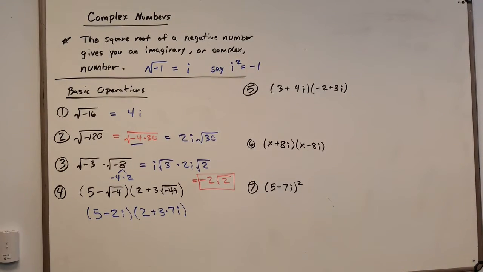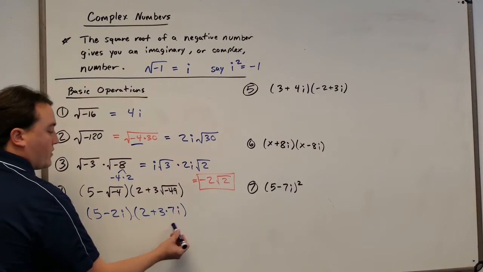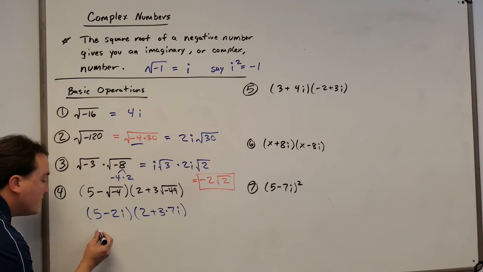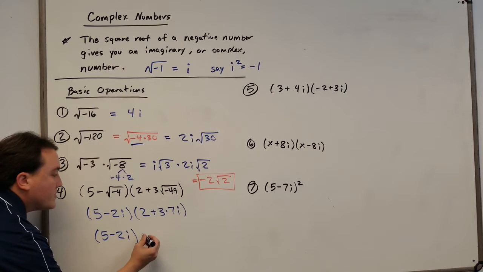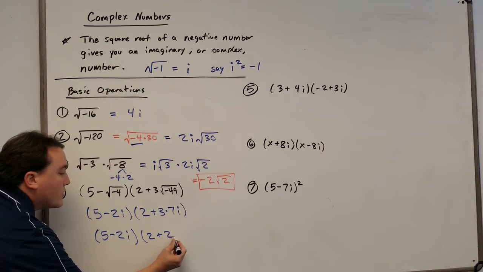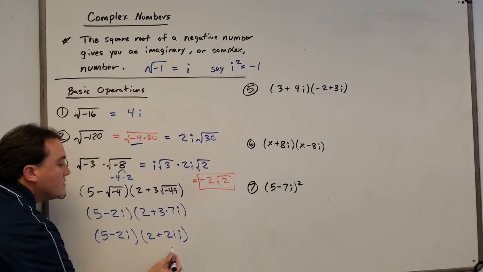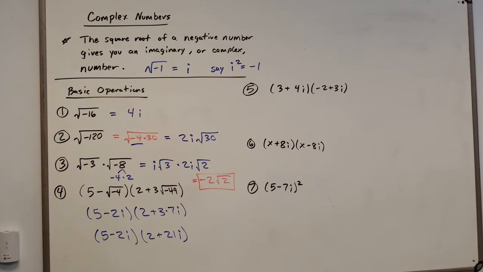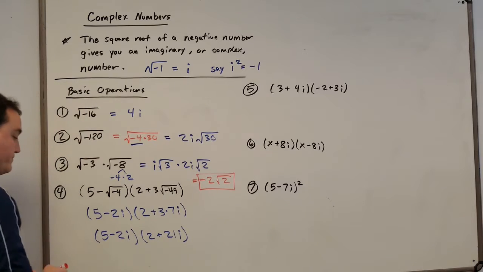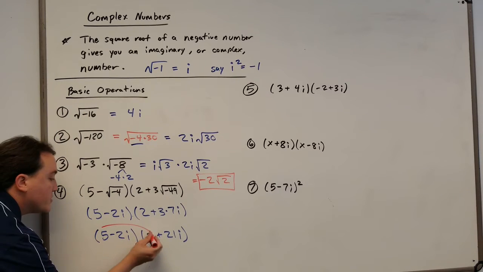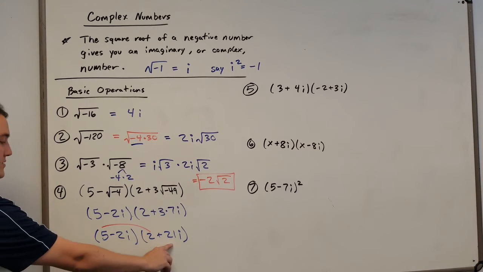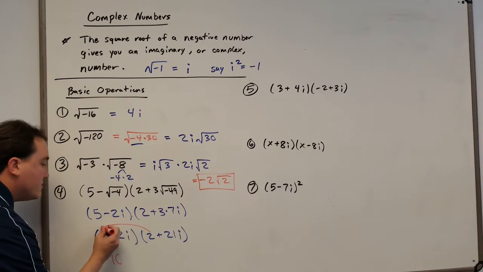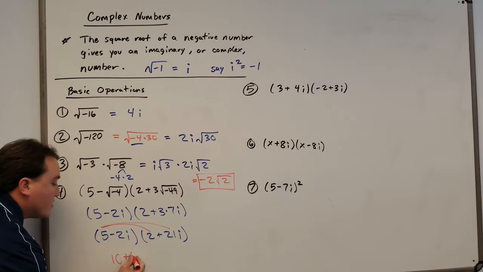So we're going to have to FOIL this, but we can simplify this part first. This is 5 minus 2i times 2 plus 21i. So then we FOIL. We have 5 times 2 is 10. 5 times 21i is plus 105i.